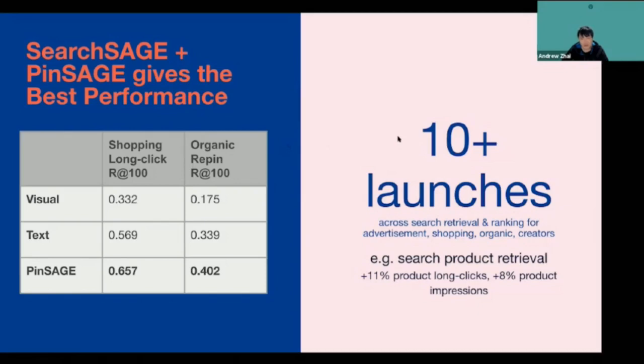We had over 10 launches for this as well in the search stack across different verticals. One highlight here is that we improved long clicks and impressions on products by 11 and 8% respectively on product search through using xSAGE directly as retrieval with PinSage on the content side. The reason why we can do this is that we learned the embeddings, if you remember, with metric learning loss. And this gain was quite significant.